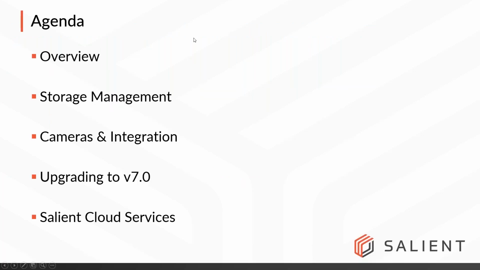Let's jump right in. The way we're going to structure this today is to start with a quick overview about all the exciting things we've been doing in CompleteView version 7.0. We're going to focus on a couple of specific areas: storage management, cameras, the upgrade process, and then Salient Cloud Services. Throughout this webinar, please feel free to put questions into chat. At the very end, I'll open it up for live Q&A, and we'll also handle any questions that have come in.